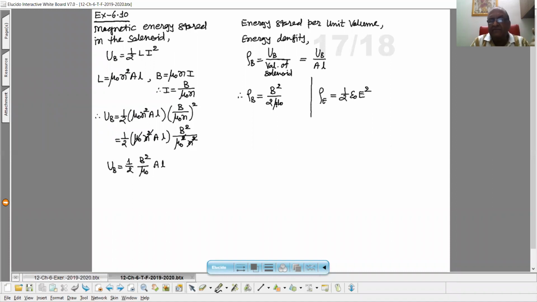So see here, there is the analogy between the constant. In magnetics, the constant is 1 upon mu 0. In electrostatics, that is epsilon 0. Here the magnetic field is there. Here the electric field is there. Clear to all of you?